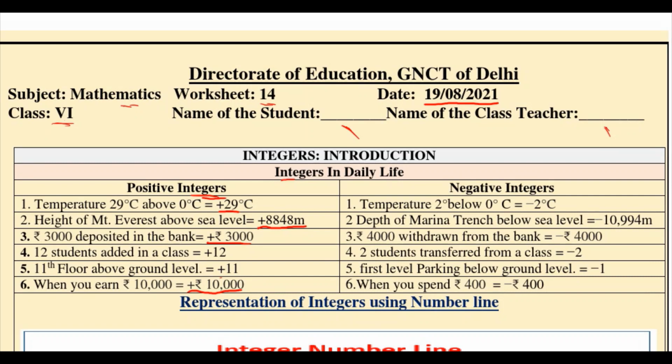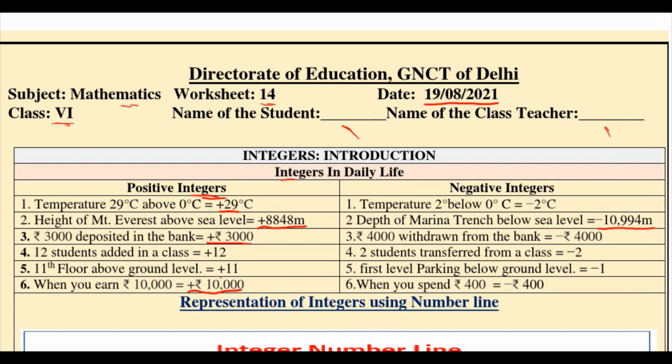Now negative integers. Temperature below 0 degrees Celsius, it is below, it is not above. So this will be minus 2 degrees Celsius. Okay. Then depth of Mariana Trench below sea level is equal to minus 10,994 meters. So the Mariana Trench is below sea level, so we write minus 10,994. If it was above, then we would write plus.